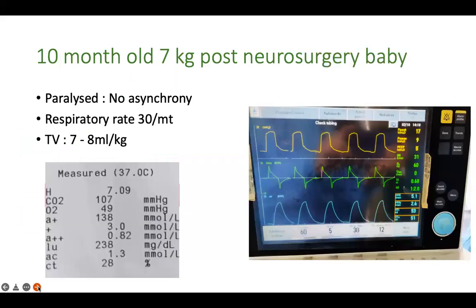Now, moving on to the next case. This is a 10-month-old, 7 kg child, post neurosurgery. So here what do you see? Baby graph looks nice. You're happy. There is no asynchrony, so there are no secretions, no tube block, nothing. Respiratory rate kept is 30 per minute. She is getting a tidal volume of close to 7 to 8 ml per kg, being a normal lung.